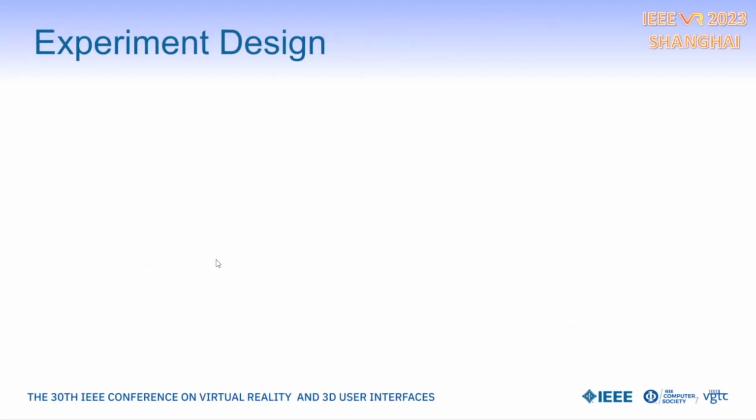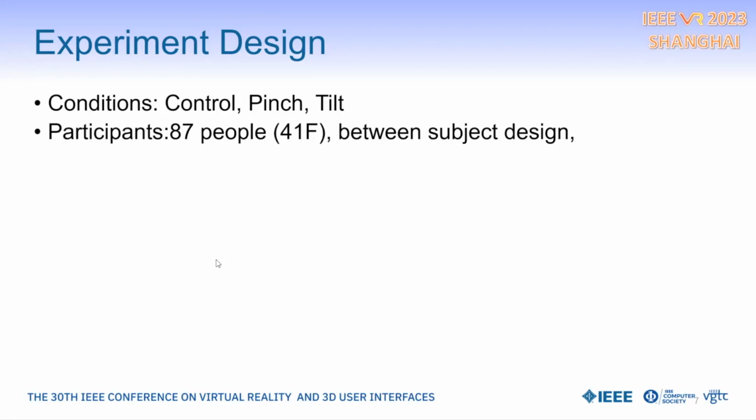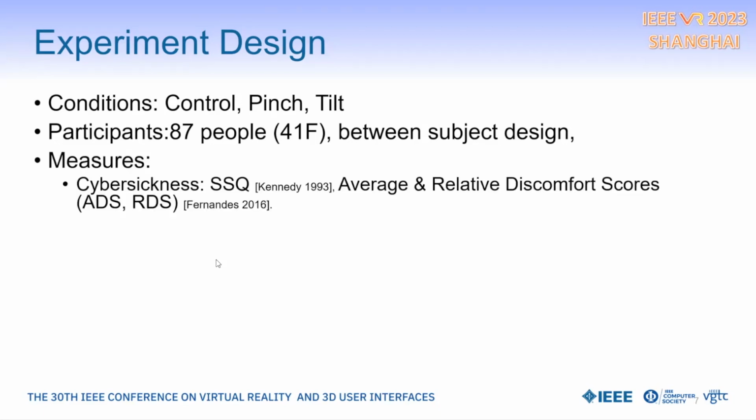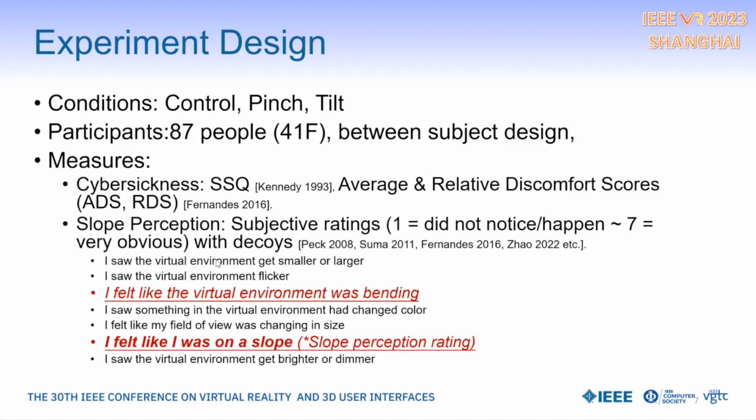We conducted a user study to evaluate the proposed space deformation technique. We had three conditions. In the pinch and tilt conditions, the space deformation would take place with the corresponding transition effect. We hypothesized that space deformation could mitigate cybersickness. We also hypothesized that the space deformation would create a feeling of being on a slope. We recruited 87 participants, including 41 female, and conducted a between-subject study. We measured user cybersickness level through the SSQ questionnaire and discomfort scores. We also measured users' slope perception by asking if they felt like they were on a slope. The questions were embedded among other decoys, like previous papers.